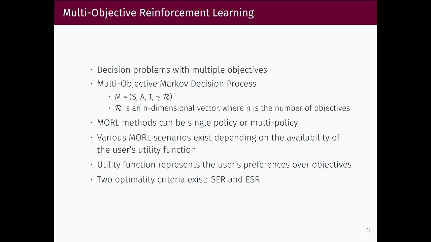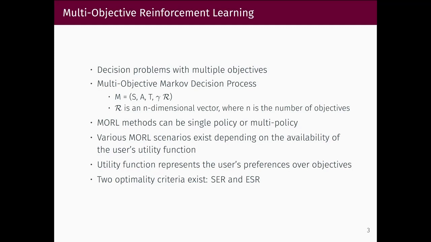MORL methods can be single policy or multi-policy. In this particular paper, we focus on single policy methods where we learn a single optimal policy that optimizes the user's utility function, where the user's utility function, of course, is the user's preferences over objectives. And various different scenarios also exist in multi-objective RL, depending on the availability of a user's utility function, but we're not going to go into those today as we just focus on single policy methods.